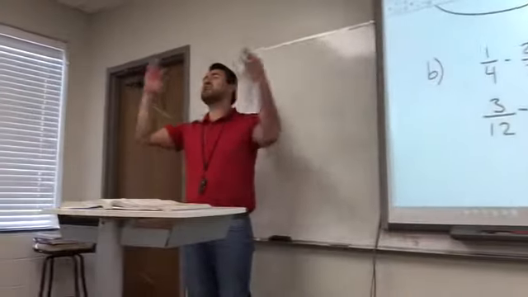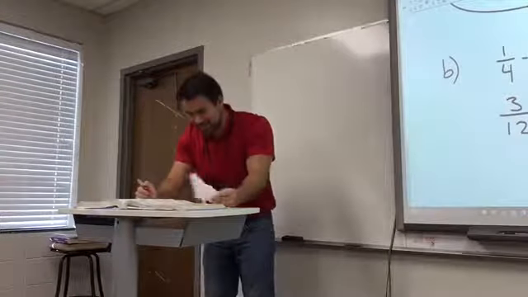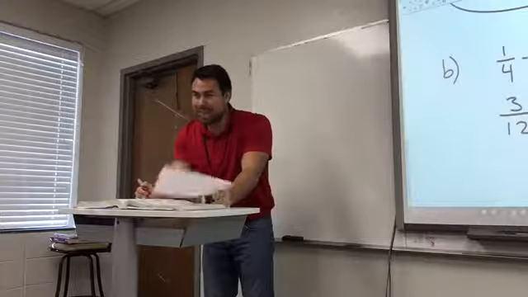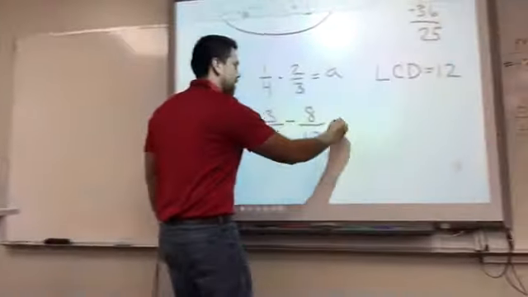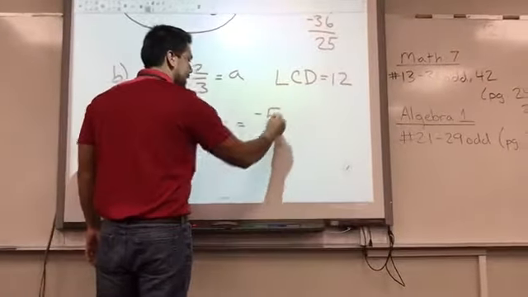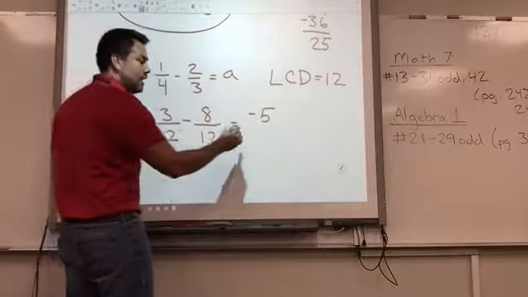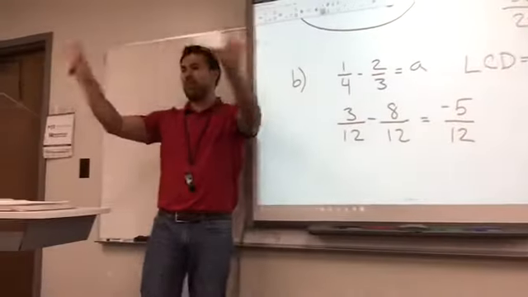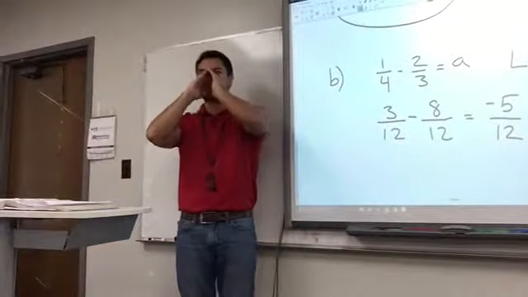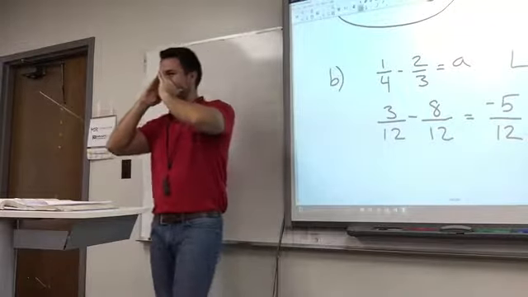Okay, are they like fractions? Yes. But it's 3 minus 8. -5. Oh, yeah, that's right. 3 minus 8 is -5, isn't it? And what do you do with the denominator? Keep the same one. Do not add denominators. Do not add or subtract denominators. Never do that. It's never a good idea.